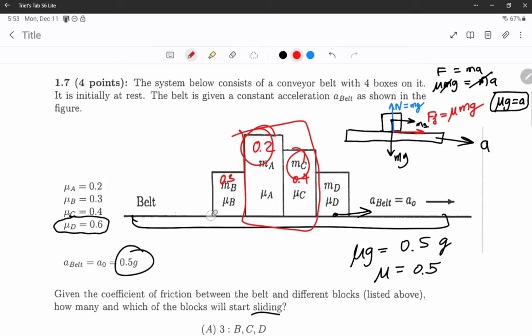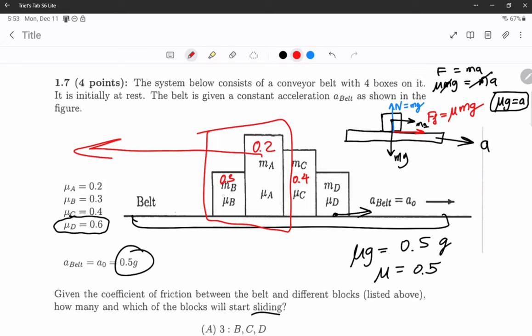But if you analyze A and B, you're going to see a problem here. Because A can move to the left a lot, but B doesn't want to move that much. And so what happens is A is going to move to the left, and it's going to hit B, and then it's going to pull B to the left. So they're going to be attached together. They're not going to separate because A wants to move to the left a lot, but B doesn't want to move that much. And so they have to be in contact for that reason.